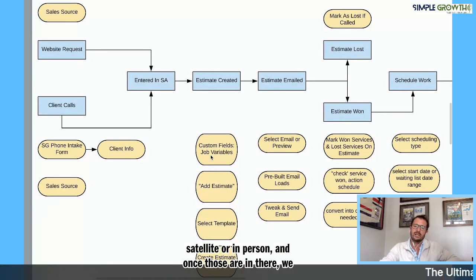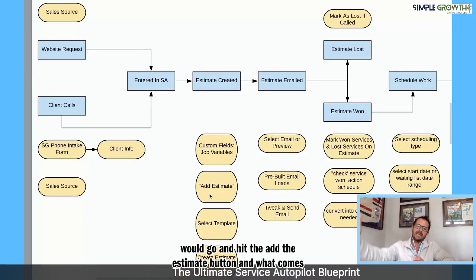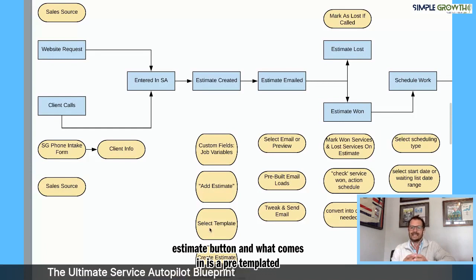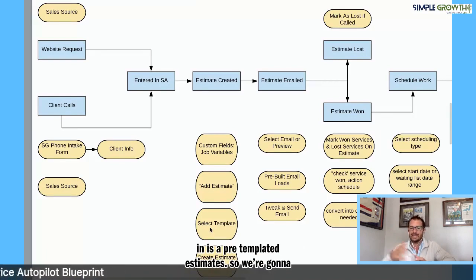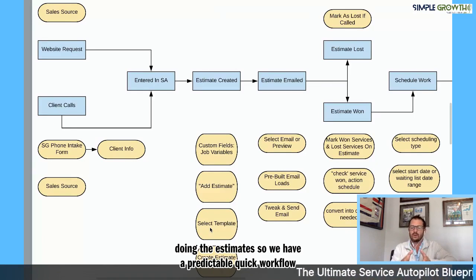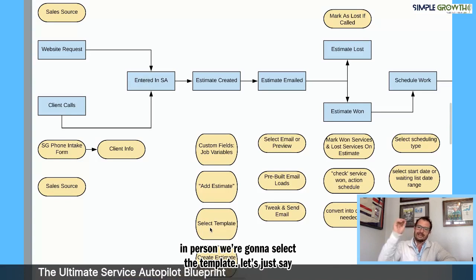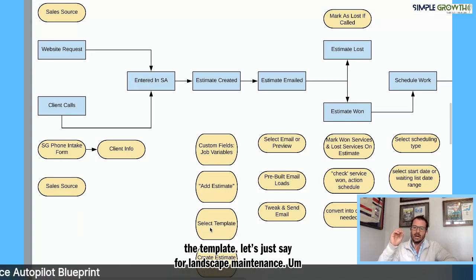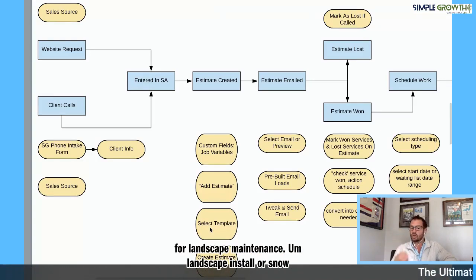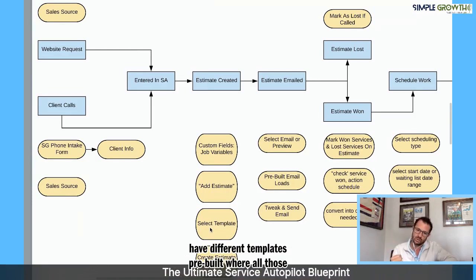And once those are in there, we would go in and hit the add the estimate button. And what comes in is a pre-templated estimate. So we're going to standardize this so we can delegate it, or if we're still doing the estimates ourselves, we have a predictable, quick workflow, either in the office or in person. But we're going to select the template, let's just say for landscape maintenance or landscape install or snow removal or holiday lights. We'd have different templates pre-built where all those services load in.